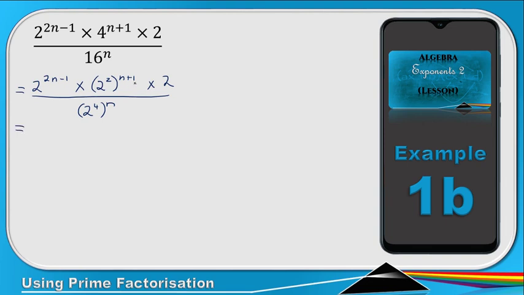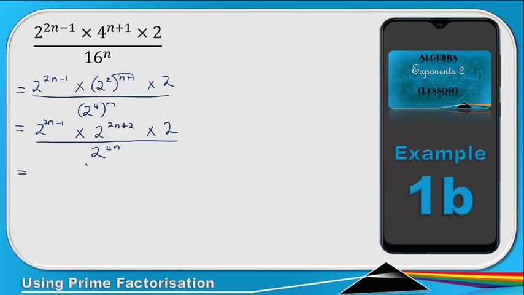And then we're going to use law 3 where we multiply in. So now we have 2 to the power of 2n minus 1 times by, now remember, very important is to multiply this 2 with both of these terms. So you have 2 to the power of 2n plus 2 multiplied by 2, and that's all over 2 to the power of 4n.